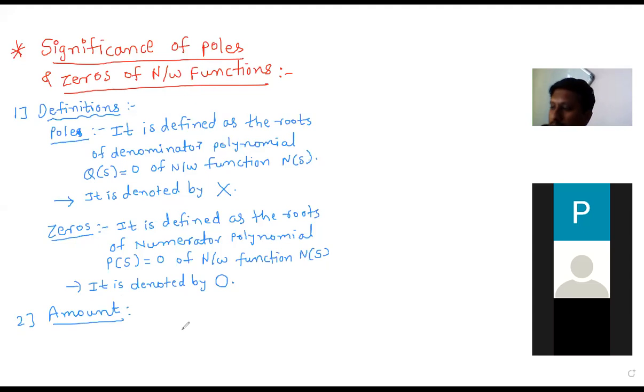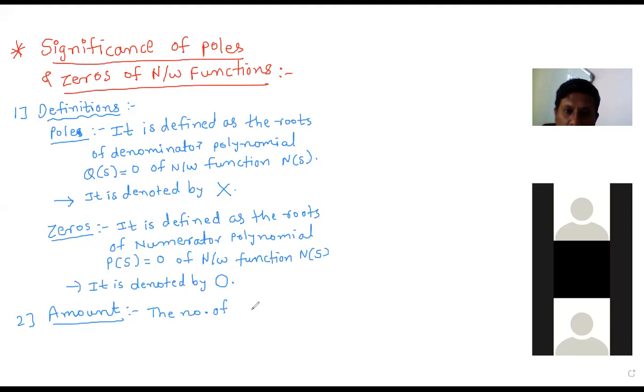Okay, so first significance over. Now next, amount, or count we can see. So what is that? Point 1, amount: the number of poles is always greater than or equal to the number of zeros of the given network function.